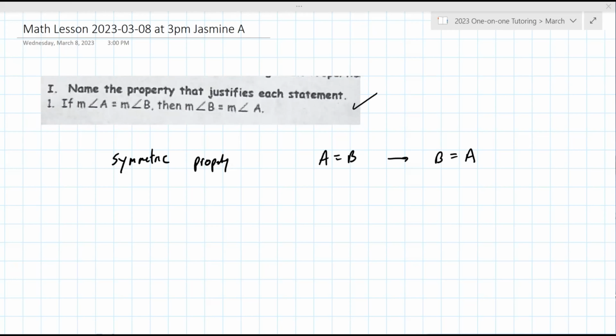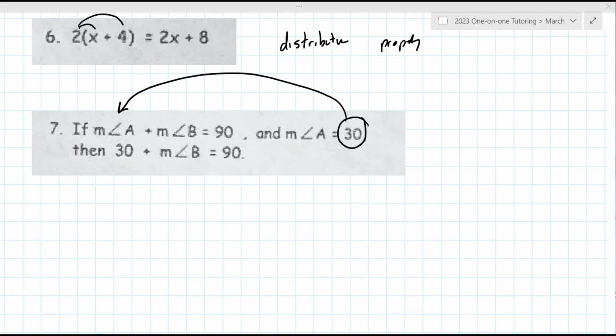Here on this one. Number 7. So if the measure of angle A plus the measure of angle B equals 90, and the measure of angle A equals 30, then 30 plus the measure of angle B equals 90. So what I'm seeing here is they're taking this number and they're replacing it there. They're substituting it in. This looks like it's substitution.